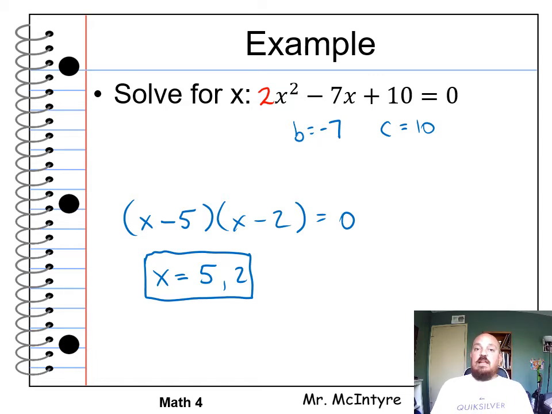Number 2, not every question is factorable. Sometimes there aren't 2 numbers that multiply together to give you c and add up to give you b. So those are the problems with factoring. Yeah, it is the quickest, but number 1, sometimes it's harder, and number 2, sometimes it just doesn't work.